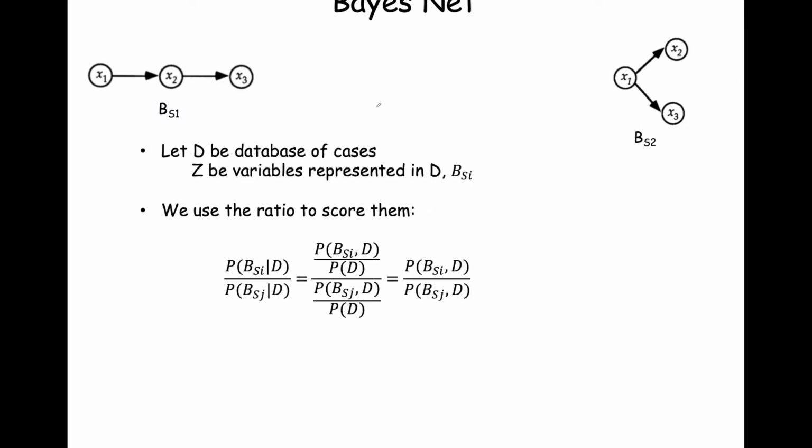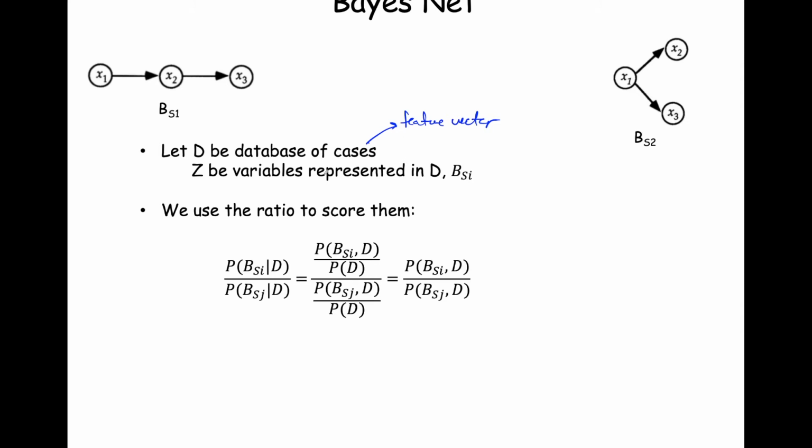Let's define D to be a database of cases, and cases is nothing more than a synonym for feature vector. So we have our data set, and let's define Z to be the variables represented in D. These are all the variables in our case for this example: x1, x2, x3. So Z is the set of all the variables represented in your data, and also represented in your Bayesian network structure.